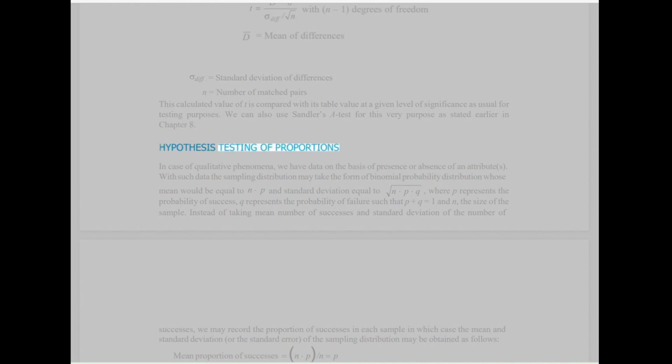Hypothesis testing of proportions. In case of qualitative phenomena, we have data on the basis of presence or absence of an attribute. With such data, the sampling distribution may take the form of binomial probability distribution whose mean would be equal to np and standard deviation equal to square root of npq, where p represents the probability of success, q represents the probability of failure such that p plus q is equal to 1, and n the size of the sample.